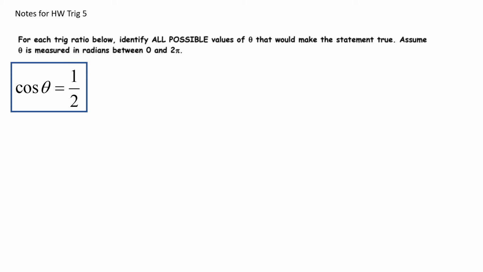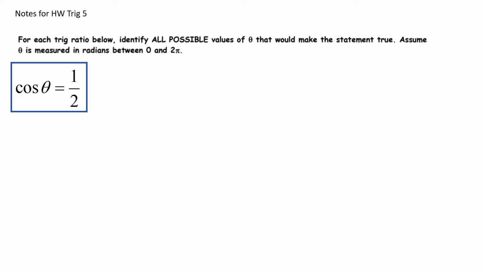So there's a section in Trig 5 that we really haven't talked about much. It says for each trig ratio below, identify all possible values of theta that would make the statement true. Assume theta is measured in radians between 0 and 2 pi. So they want to know where on the unit circle, all the way around the unit circle, does the cosine of some angle equal a half?